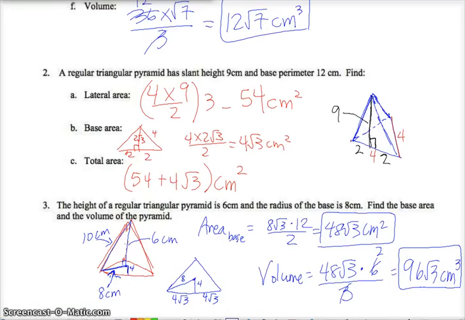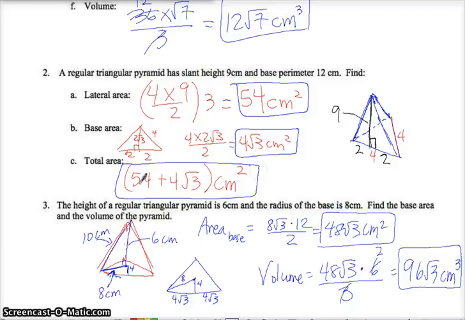Okay, a regular triangle pyramid. You should have gotten 54 centimeters squared for its altitude, or sorry, its lateral area. The base area was 4 root 3 centimeters squared, and then the total area, we just add those together, 54 plus 4 root 3 centimeters squared.